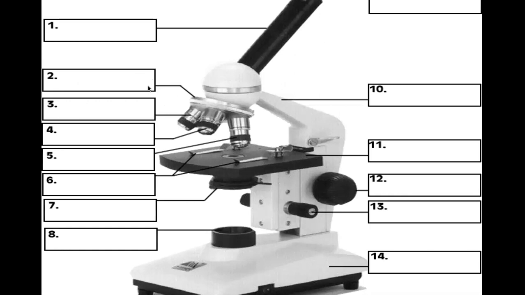We're going to walk through all of the parts of our microscope, starting with number one. Number one is the body tube. The body tube allows light to move between the ocular lenses, or the ocular lens, and the objective lens.